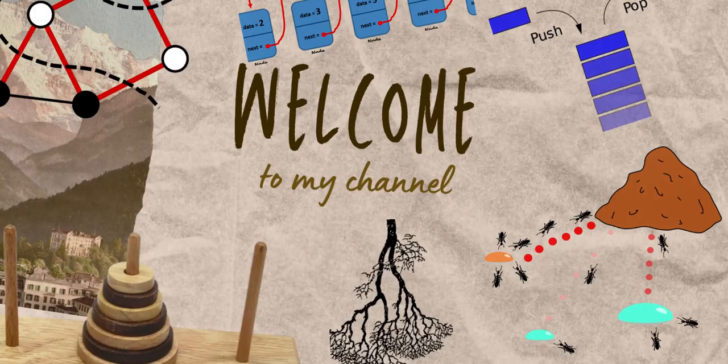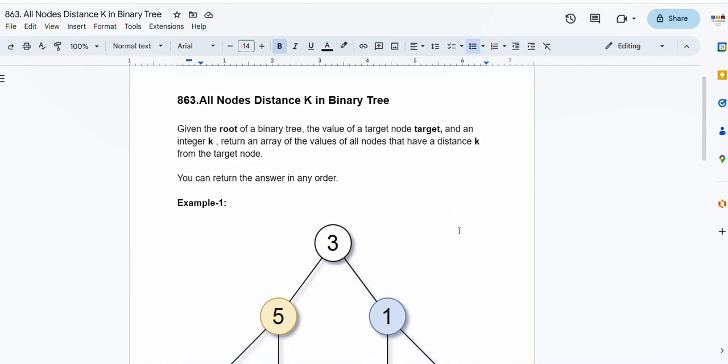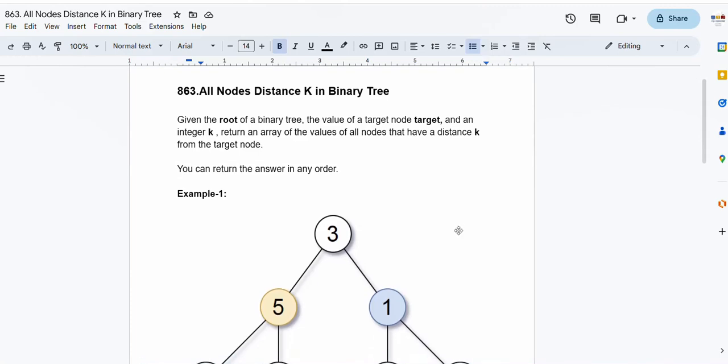In this video lecture, we'll be solving the problem All Nodes Distance K in Binary Tree, which is a Leetcode medium problem. In this problem, we're given the root of a binary tree, the value of a target node in the tree, and an integer k. We have to return an array of values of all nodes that have a distance k from the target node, and we can return the answer in any order.